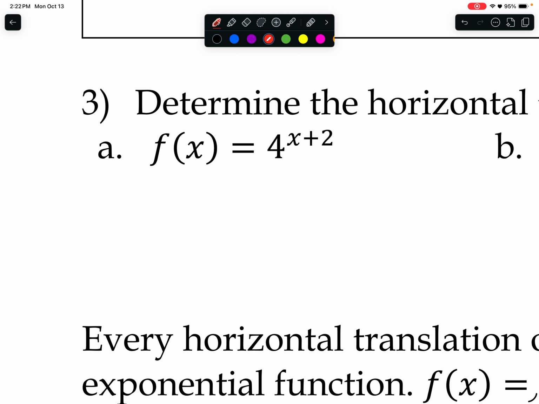What you need to determine is what the parent function is of this equation. So if I look here, the original of this would just be 4 raised to the x. So I want to compare it with what I have here. So that plus 2 is what's going to be different. So that means I'm going to go left 2.